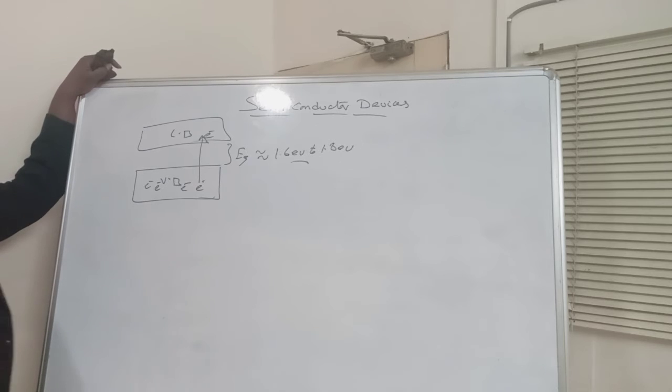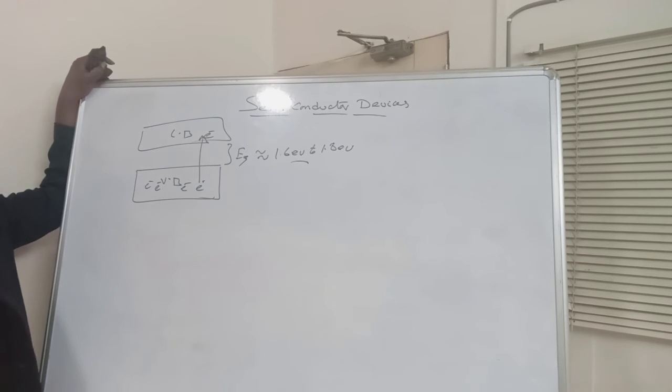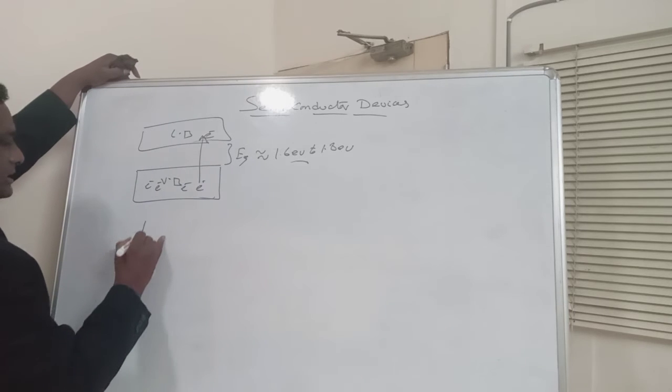So these are the three types of substances, and we explain them in the form of the forbidden energy gap. Based on the forbidden energy gap, substances are classified into three types. Till here, do you have any doubt?